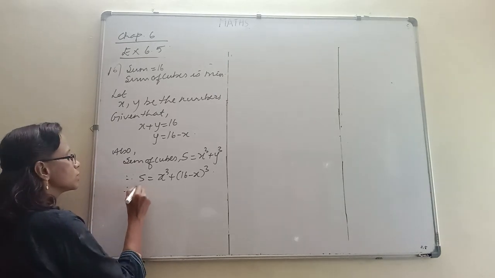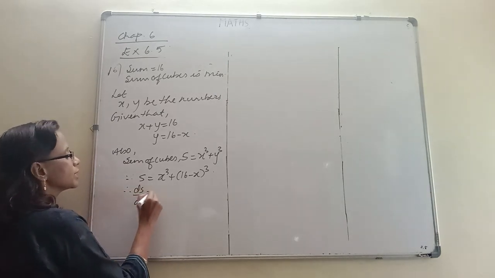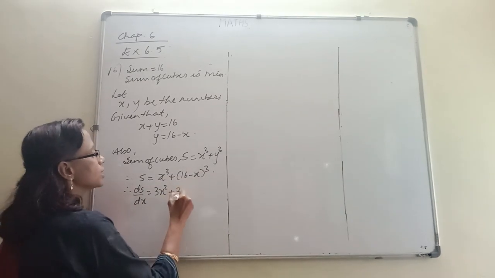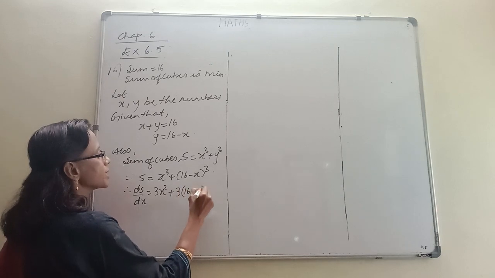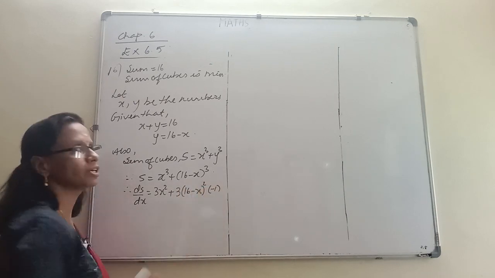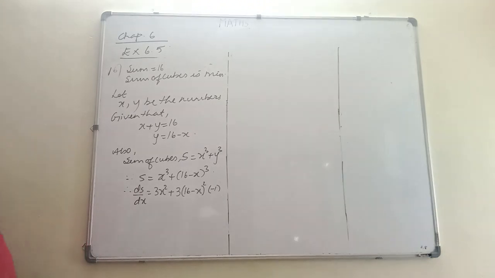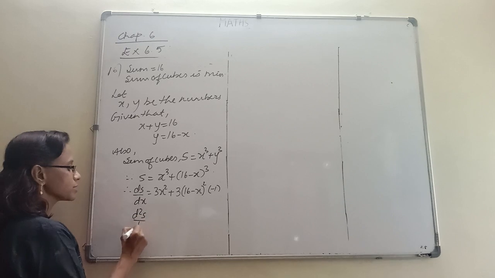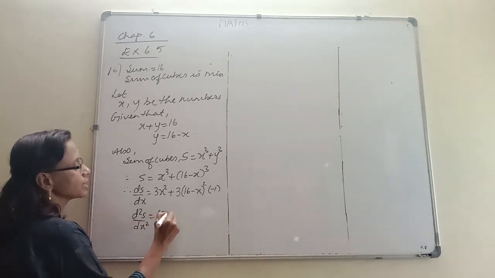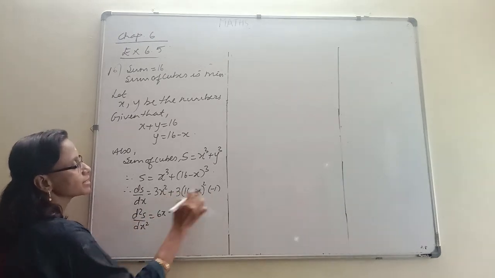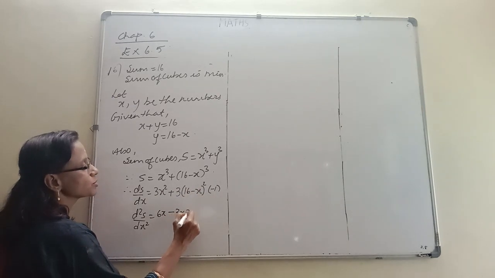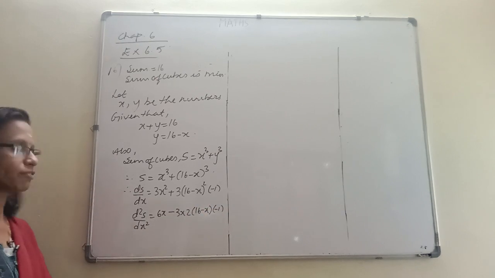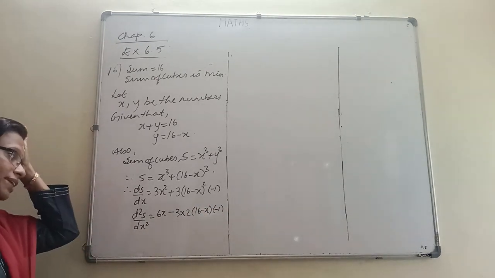So our first thing is to get the first derivative. That is going to be 3x squared, and the derivative of the other term is going to be 3 times (16 minus x) the whole squared, and we have to account for the minus x over there, so it becomes minus. This is our first derivative. Let's also go for the second derivative. Our second derivative is going to be 6x, then minus 3 times 2 times (16 minus x), and the minus again has to be accounted for. So that's our first derivative and second derivative.